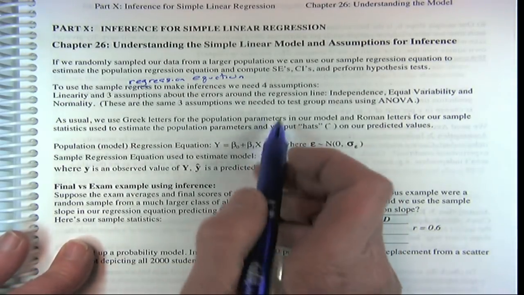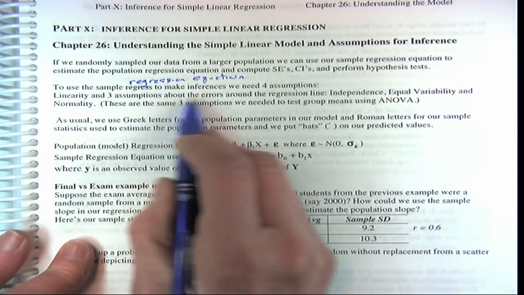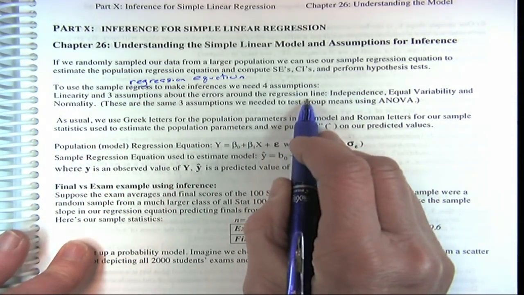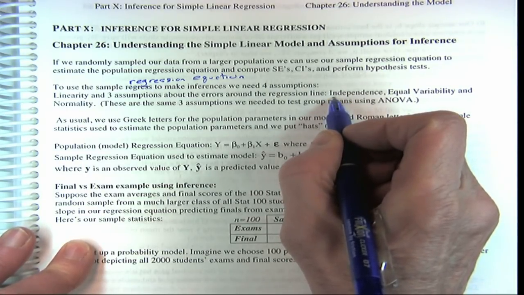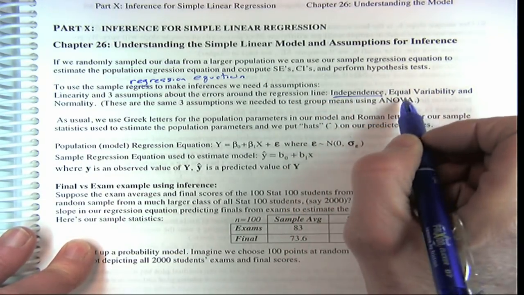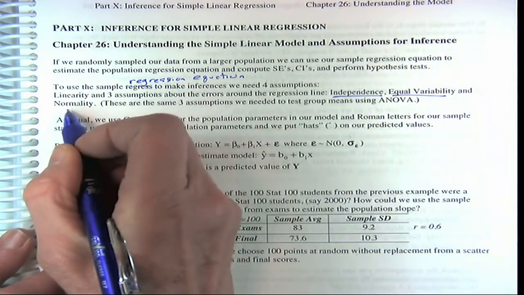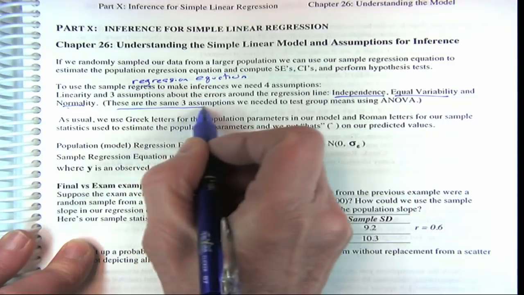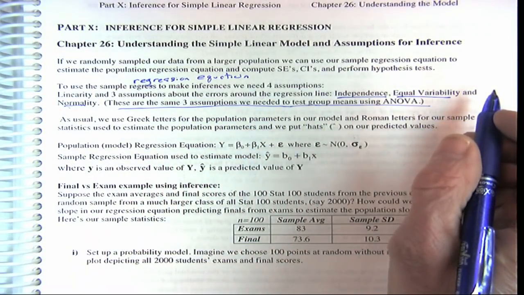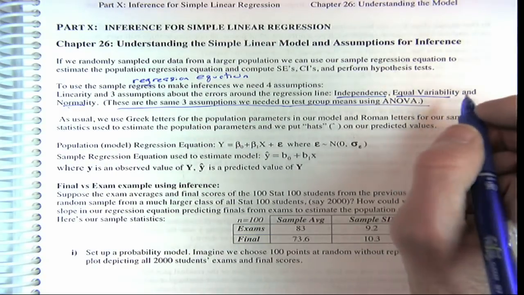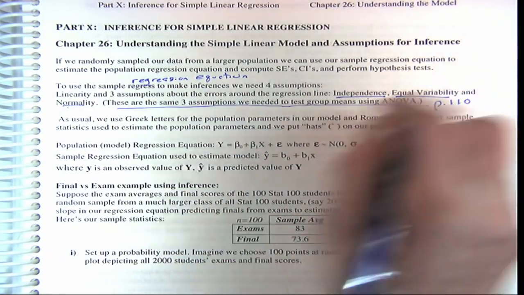All right. So there's linearity and three assumptions about the errors around the regression line. And these three assumptions probably look familiar to you: independence of the errors, equal variability, and normality, because they're the same three assumptions we needed to test group means using ANOVA. They're the same ones back on page 110. You can look, and you have these same three.